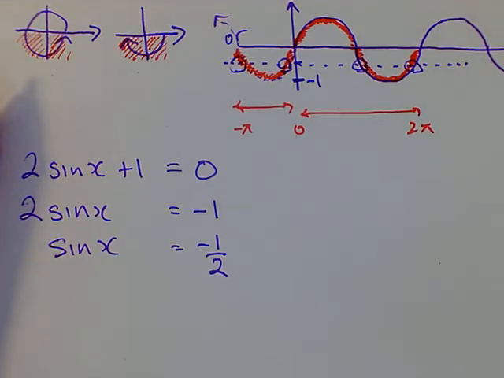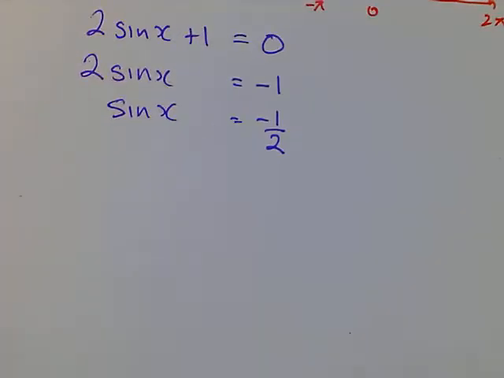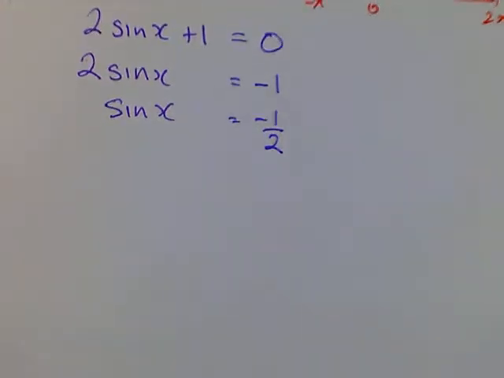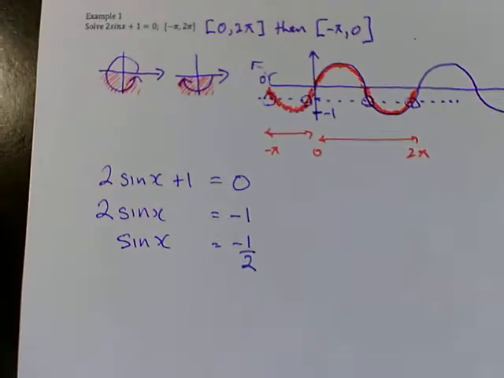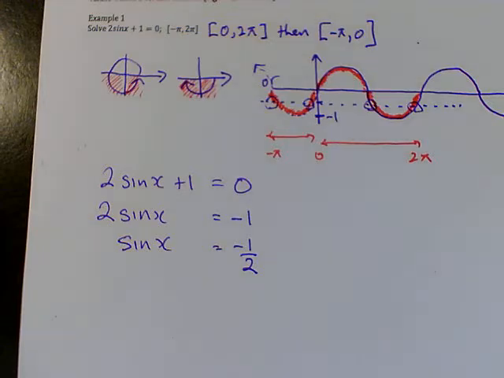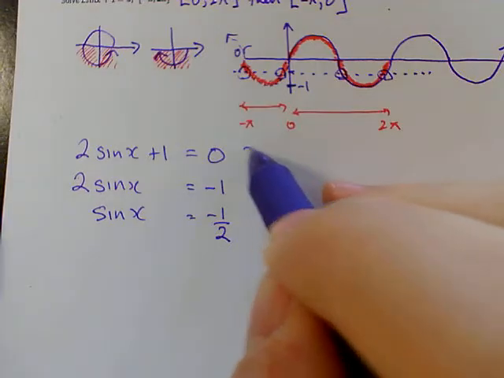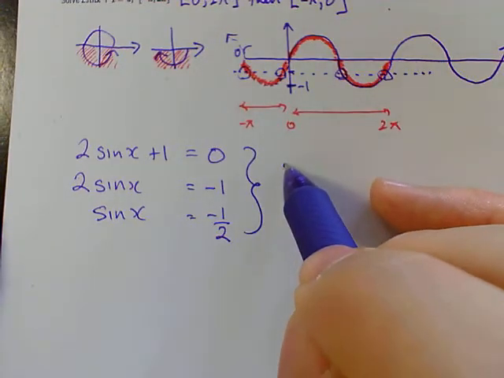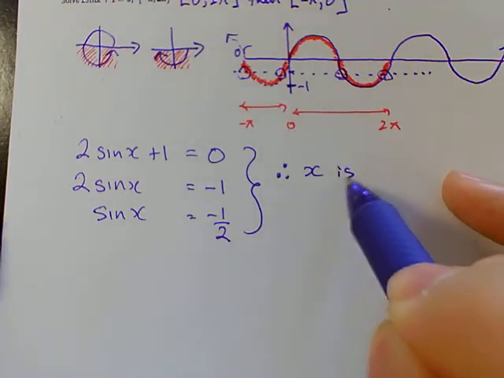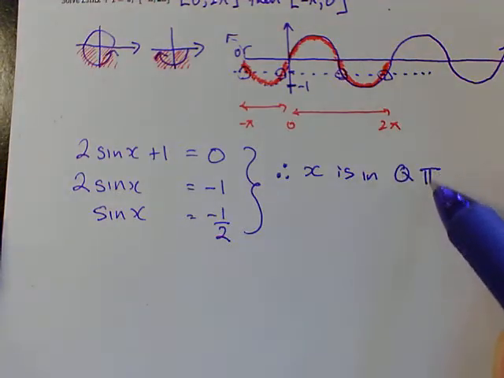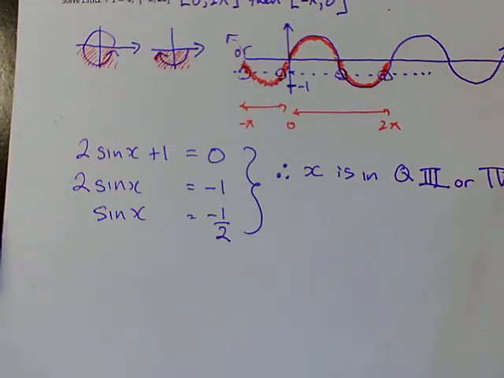Let's try it. So 2 things I recommend you try and calculate when solving this. Number 1, what quadrant are we in? And then using cast rule, you should probably figure out what is my acute related angle. That will help you a lot. So using this, therefore x is in quadrant 3 or 4.